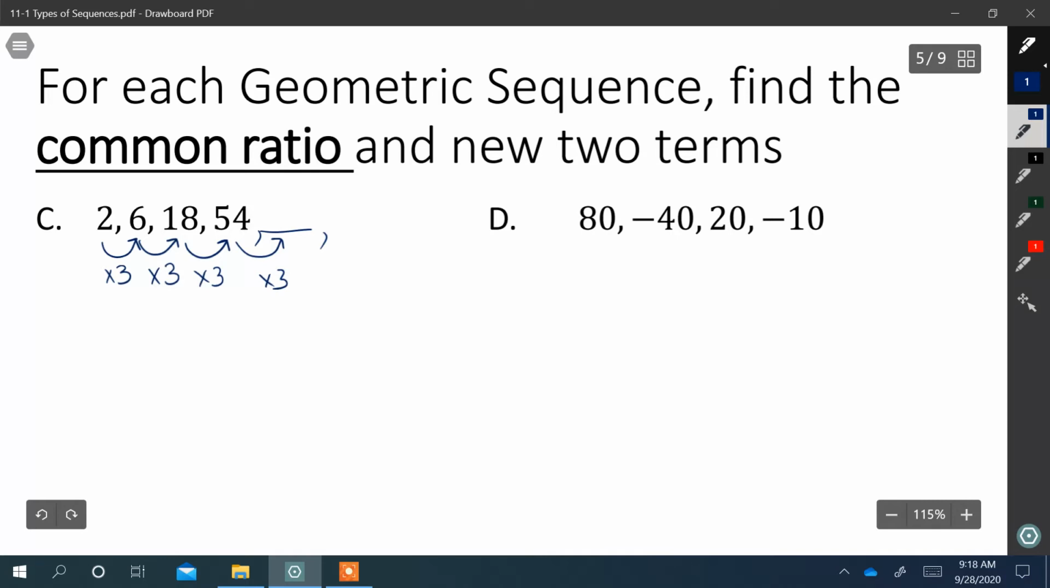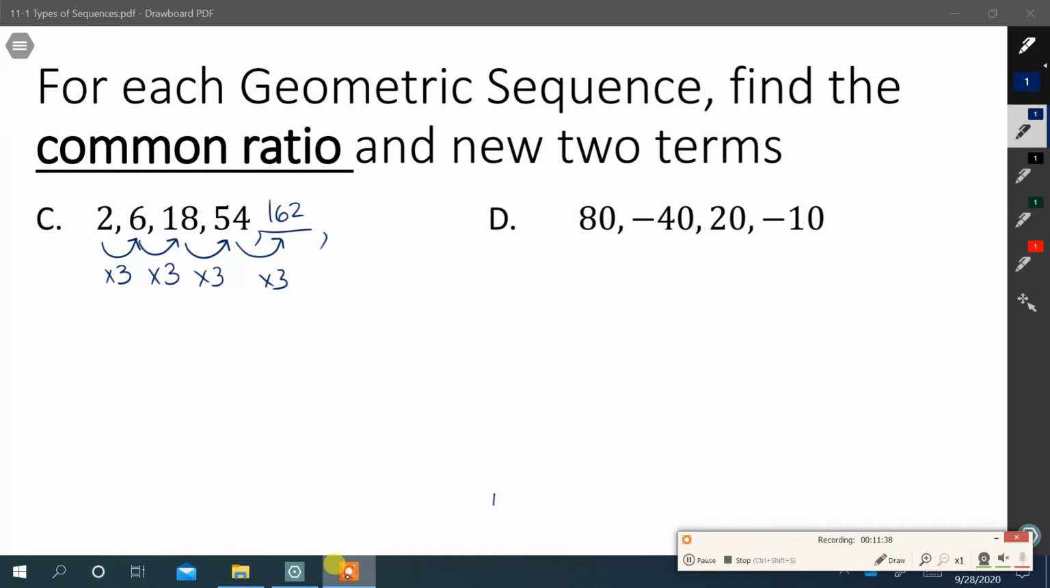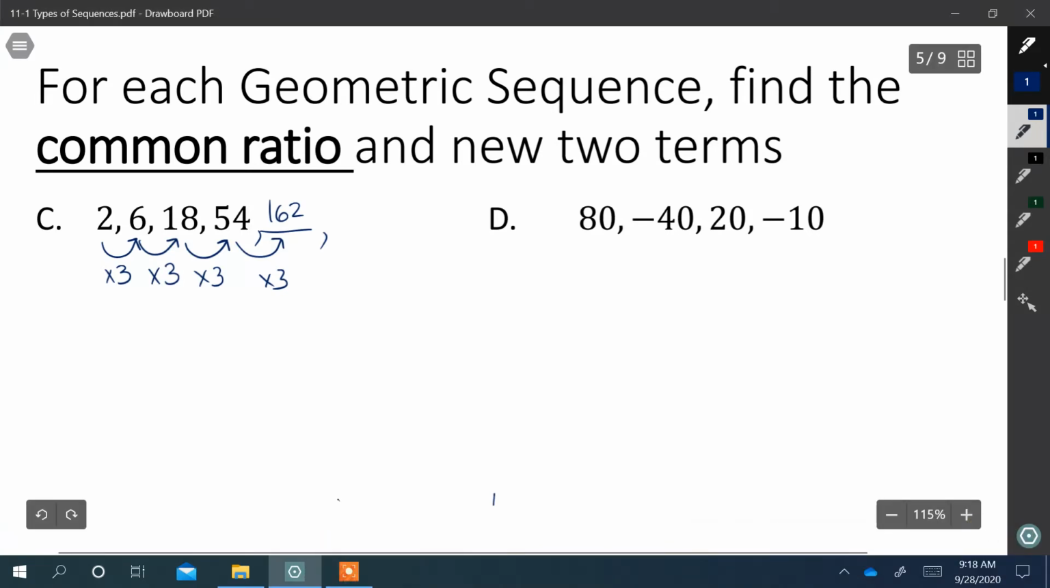All right, so that first term will be 54 times 3 will give me 162. And then 162 times 3 will be 486.